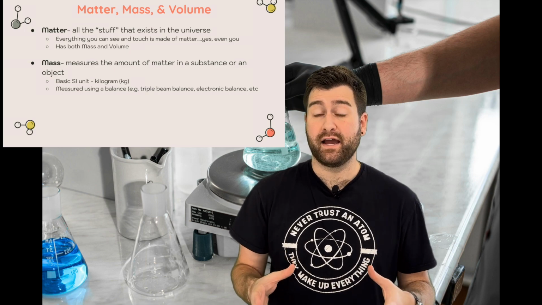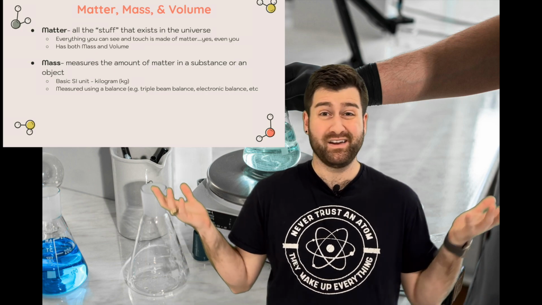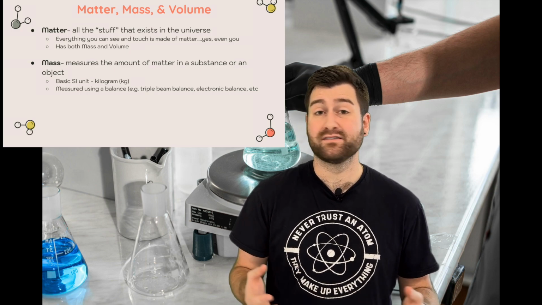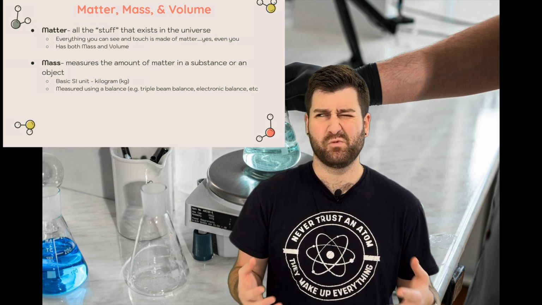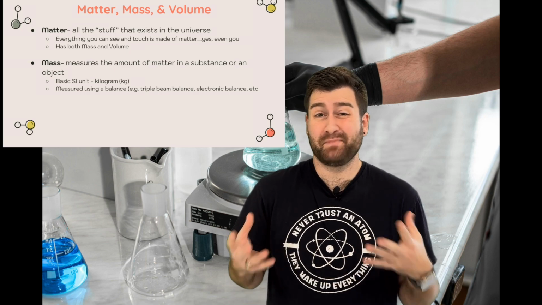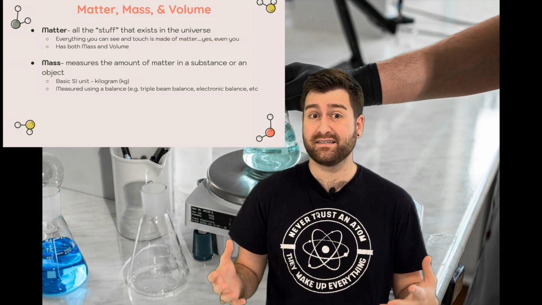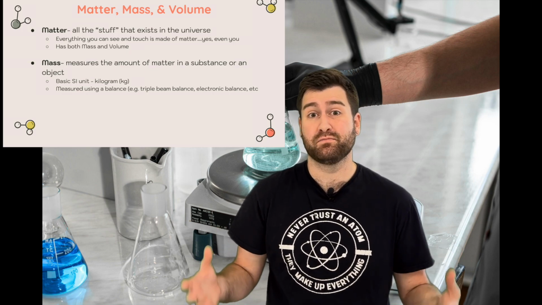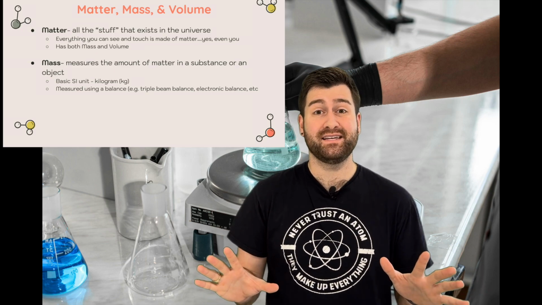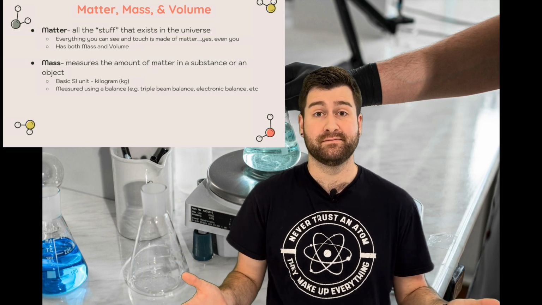Now, all matter has both mass and volume. Since matter has mass, what is it? It is the measure of the amount of matter in a substance or an object. Wait a second. Mr. Morgan, what does that even mean? Basically, all it means is that matter has mass because mass is the measurement of how much matter is present. Now, I know that sounds convoluted, but the big takeaway from this is that matter and mass are closely related.